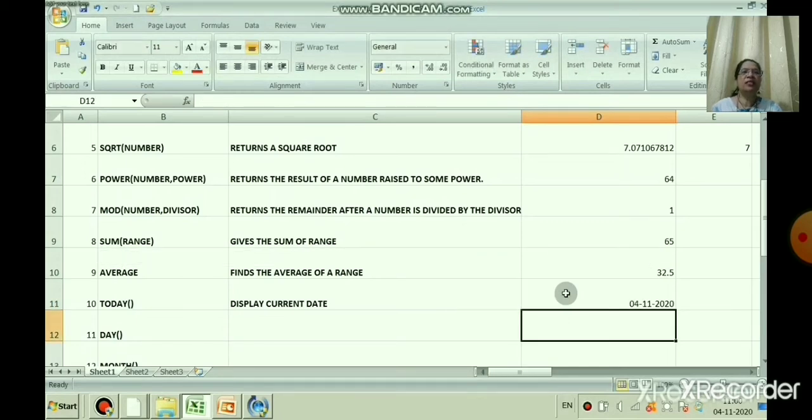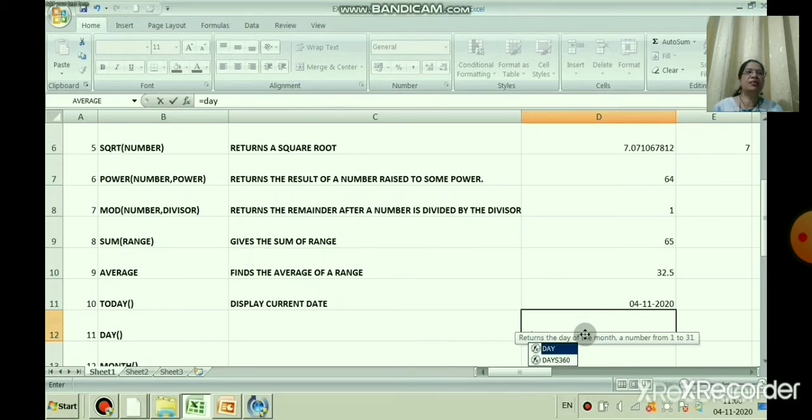Display today's date. The function is equal to TODAY. Now today's date is what? 4/11, that is November 2020. But children, this is displaying the system date, the current date. Suppose you open the computer tomorrow, it may be 5, the day after tomorrow it may be 6, right. So it is taking the system date. The TODAY function takes the current date as per your system date. My system date is 4 here, so 4 November.